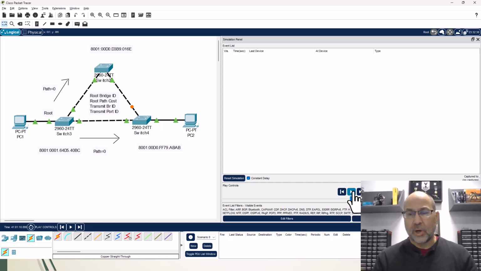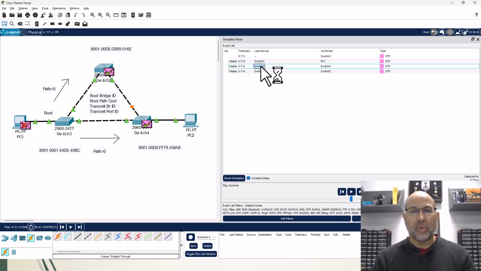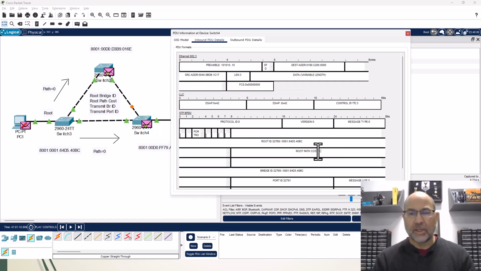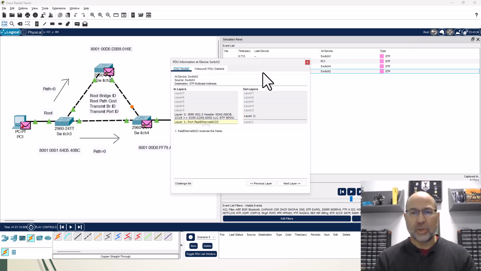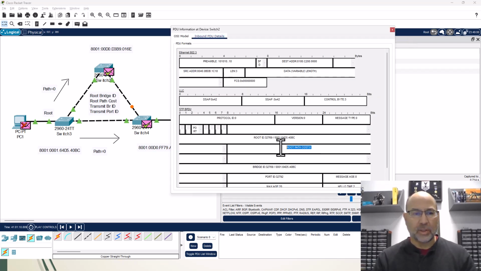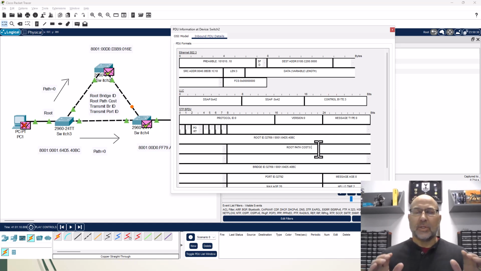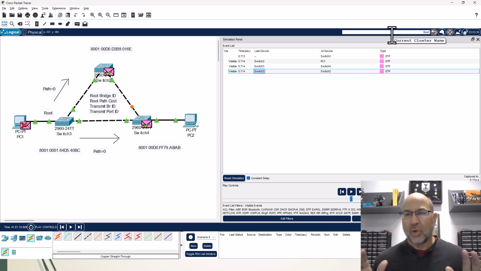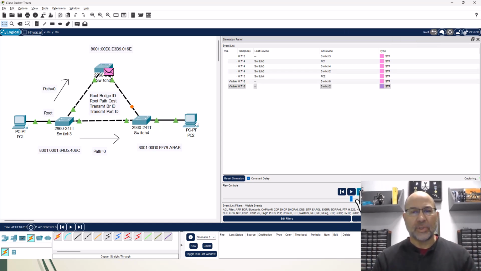So now let's do our simulation. We're going to run this. And right there we see things coming from switch 3. The one going to switch 4 has a root path cost of 0. All right, so that checks out. The one going to switch 2 has a root path cost of 0. So we now know that our understanding is okay so far. Let's see what happens next.